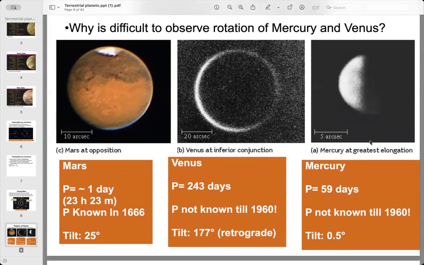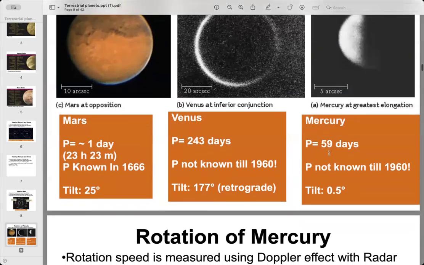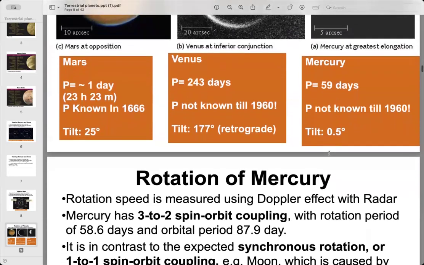It is interesting that the rotation of Mars was known since 1666 because we can see the surface of Mars and there are features on it. And so its rotation can be observed, but Venus has a very thick atmosphere and Mercury is hidden in the glare of the sun. So it was only in 1960 that we were able to find the rate of rotation of Mercury and Venus.